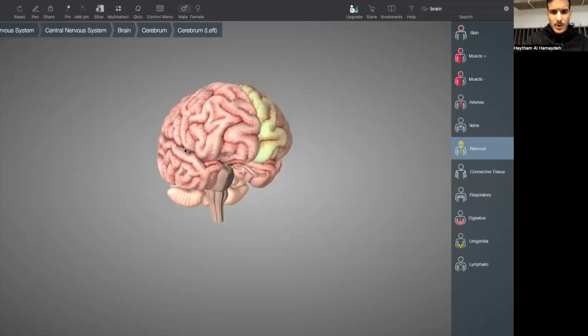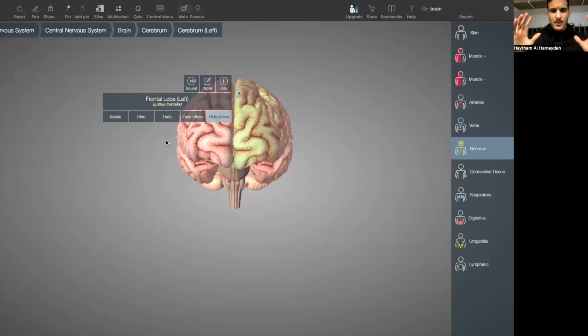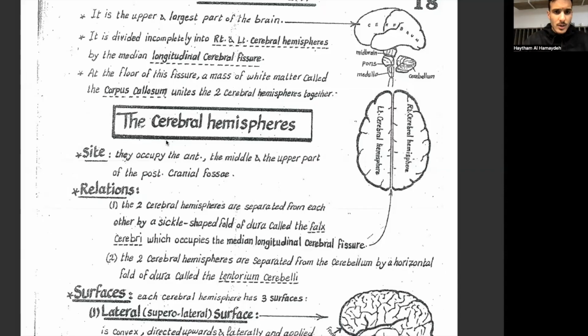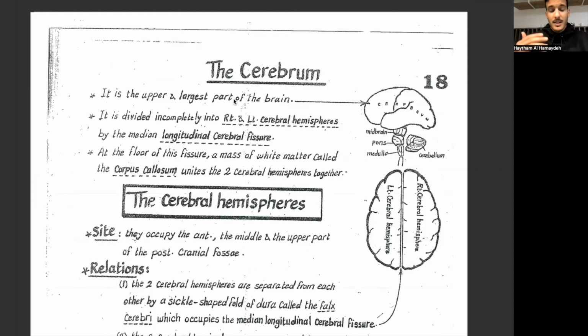Let's go back. That's the brain, okay? And it's divided into left and right hemispheres. And within those left and right hemispheres, you've got frontal lobes, parietal lobes, occipital, temporal, and then the insular at the end. Okay, so the cerebrum is the upper and largest part of the brain. It's divided incompletely into right and left cerebral hemispheres. Why it says incomplete is because those hemispheres are connected to each other by tracts that help the right and the left to function together.